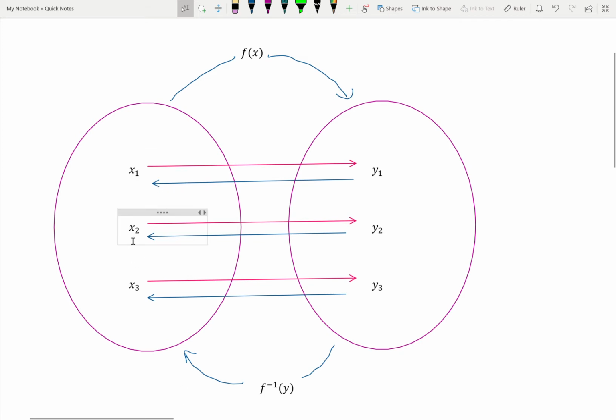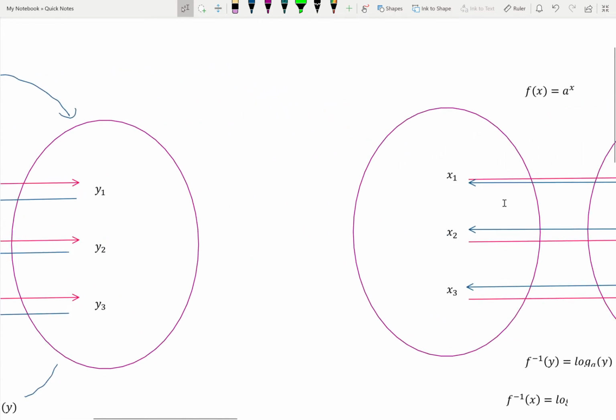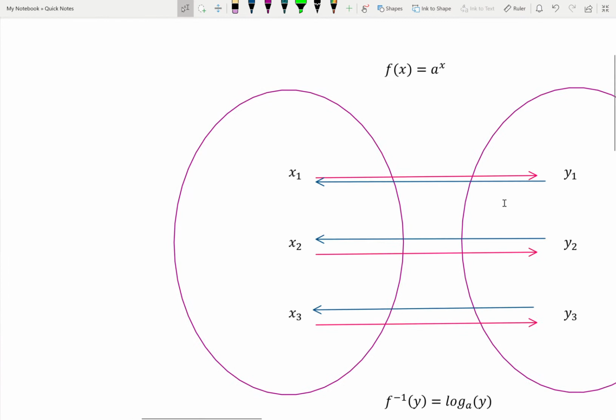And same thing goes for all the other elements in the domain, right? My normal function will take x2 and map it to y2, but my inverse function will take y2 and map it back to x2. Okay, good. So if that was confusing, go watch my inverse function video. All right, so next.